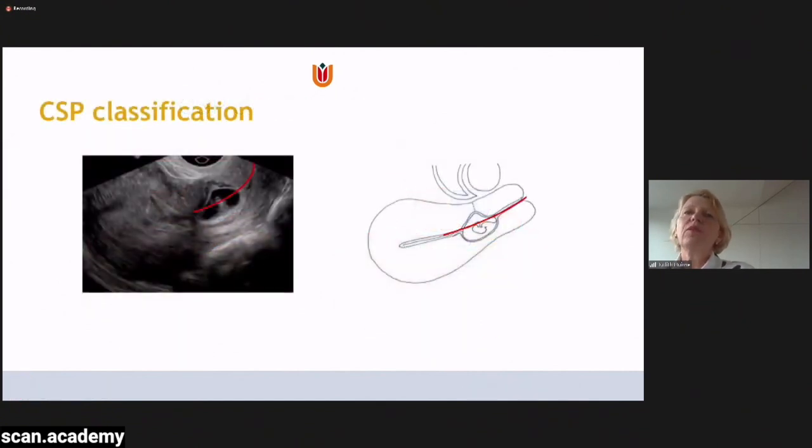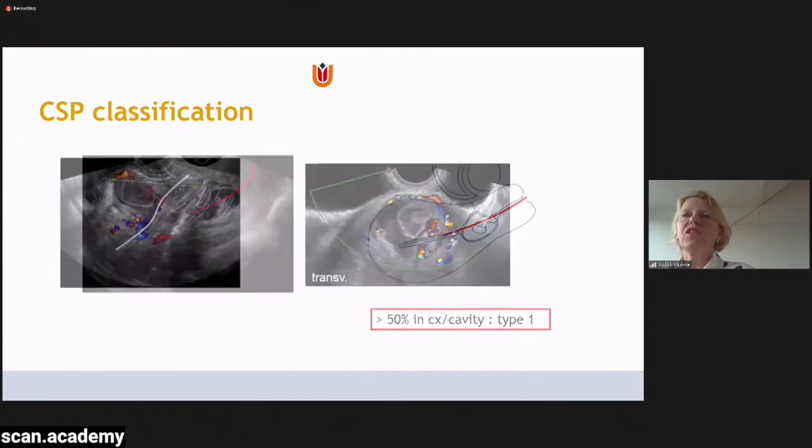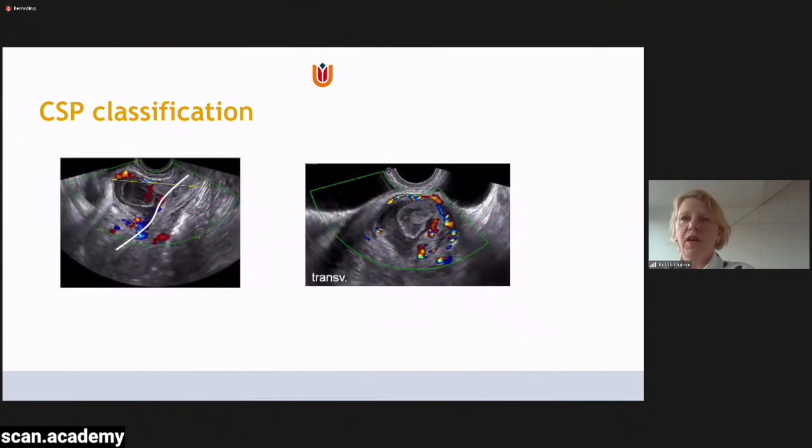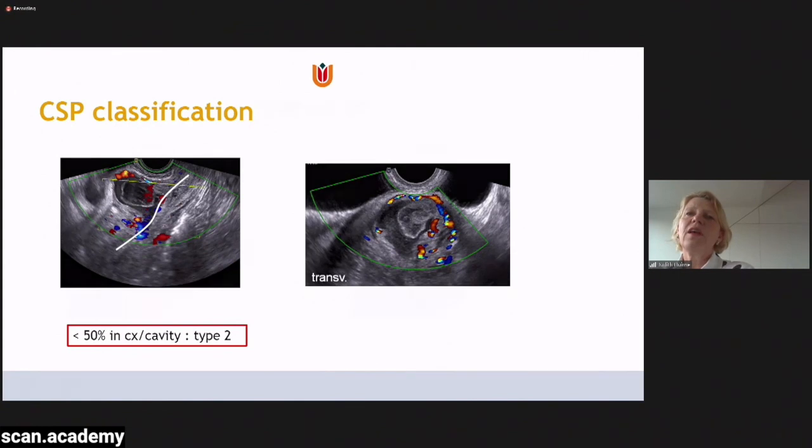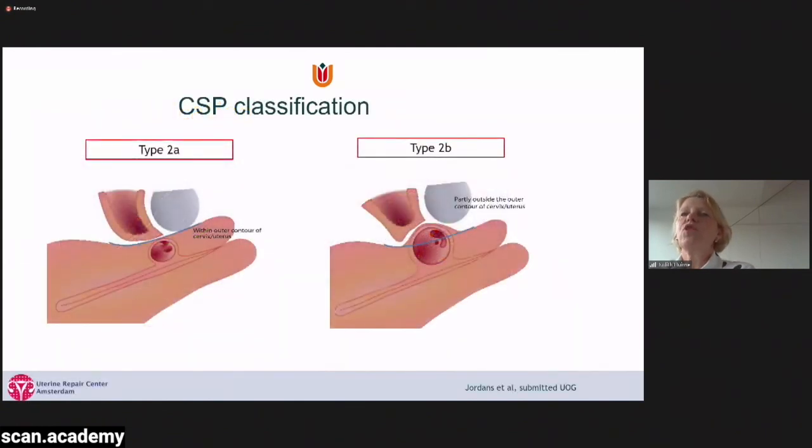Here you see an example. This is a cesarean scar pregnancy. You can see that less than half is embedded in the myometrium. So this is a type 1 cesarean scar pregnancy. Here an example of a type 2 pregnancy, more than half embedded in the myometrium. So here, type 2. We also subclassified the type 2 pregnancy.